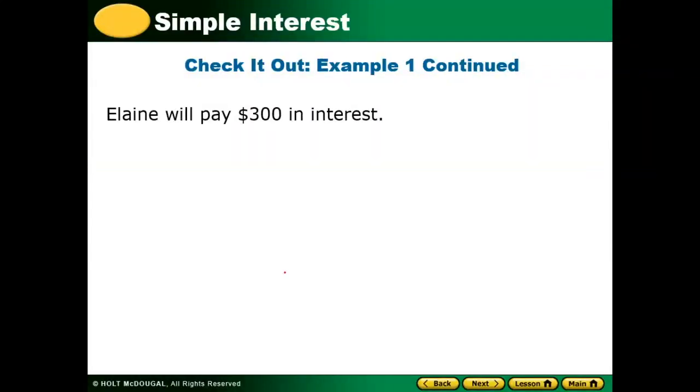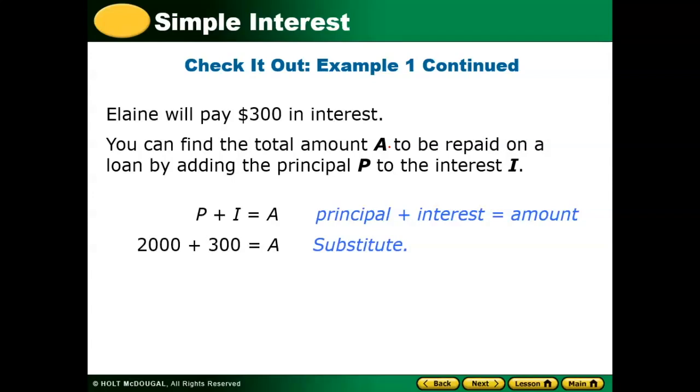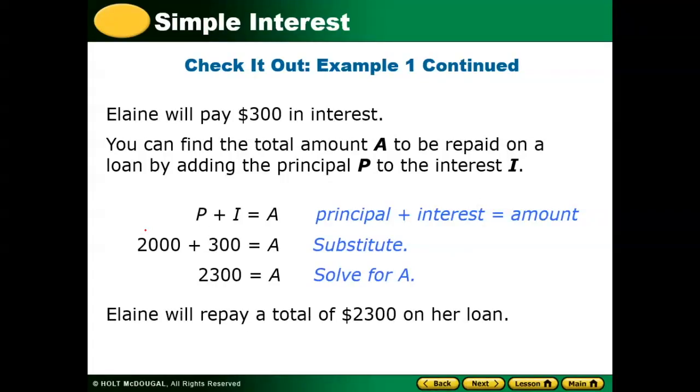So the second part, we know that she paid $300 in interest, and we also know her original amount. So P plus I equals A, that's how we find our amount. We've calculated interest as $300. We know that the original principal value that she took out was $2,000. So the total amount to be repaid on the loan was $2,300.